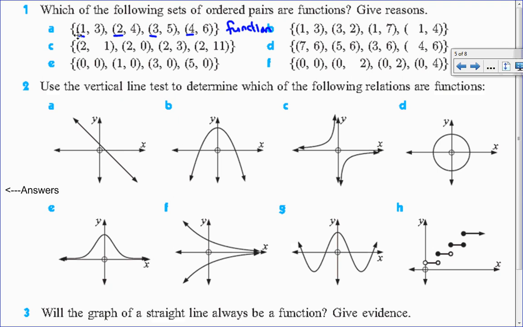Letter C, we can see right away that x is repeated, not only once, but multiple times. And so notice for every x value that's 2, we have different y values. We have y could be 1, 0, 3, or 11. So letter C is not a function.